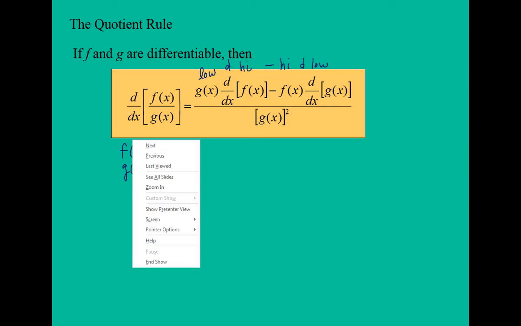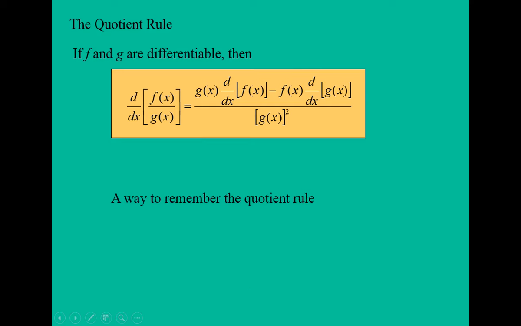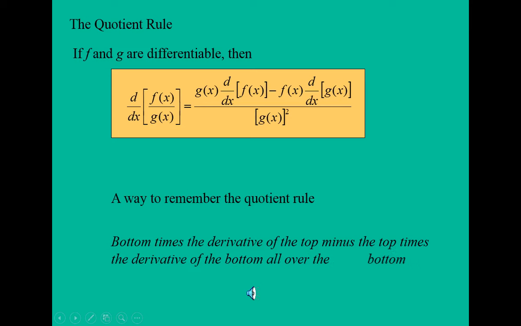All right, so let me erase all the ink. So this is just how I say it. Bottom times the derivative of the top minus the top times the derivative of the bottom all over the bottom squared.